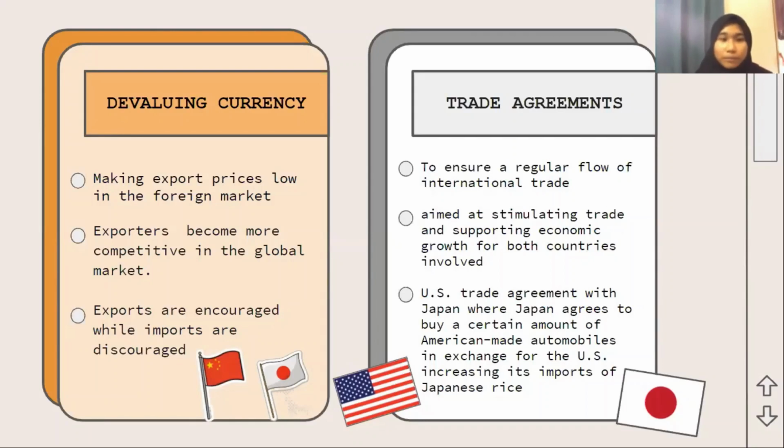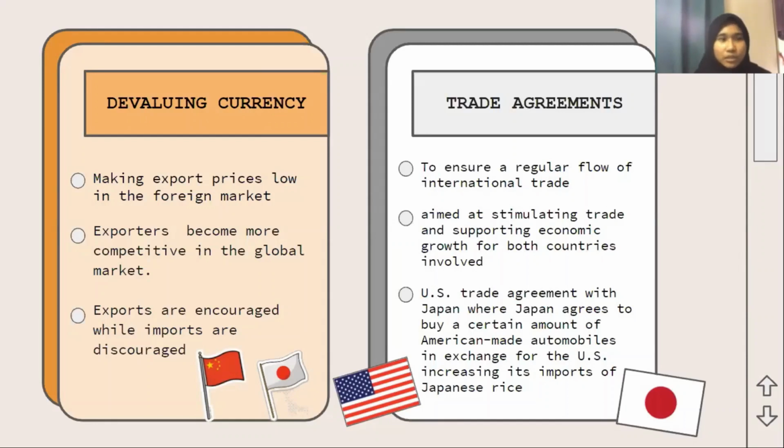Firstly, when the price is low, it will also make export prices low in the foreign market. Exporters become more competitive in the global market, and thus exports are more encouraged while imports are discouraged. Imports are discouraged because when the currency is low in one country, the price of imports will become relatively higher. So the people won't buy something that they can't afford, or the price is too high. So next, let's move on to trade agreements.